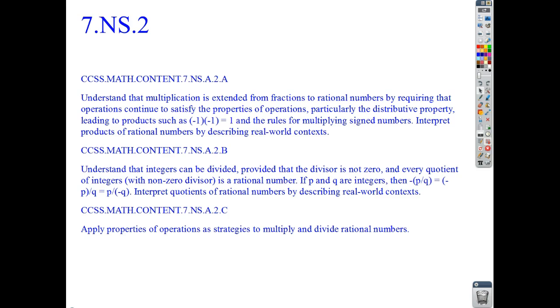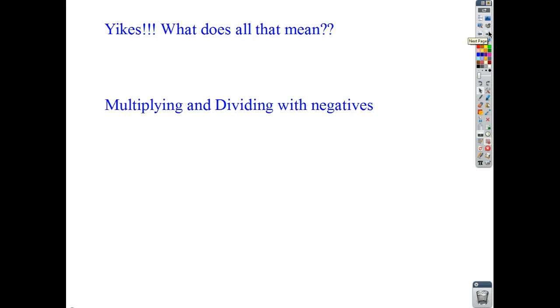Let's talk about what we're really doing here. We're going to multiply and divide with negatives. We're going to do this a couple different times. We're going to use integers, then come back and revisit it with decimals, and then we'll come back and revisit it again with fractions. But right now we're just going to talk about the basics.